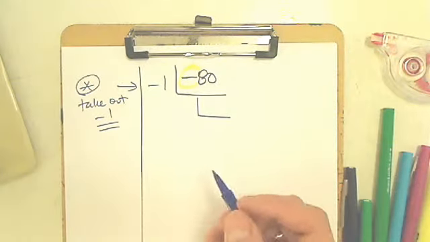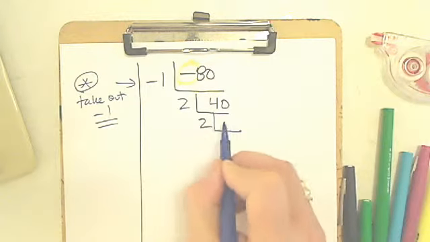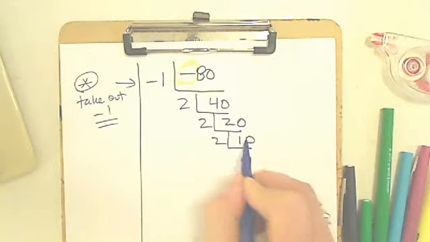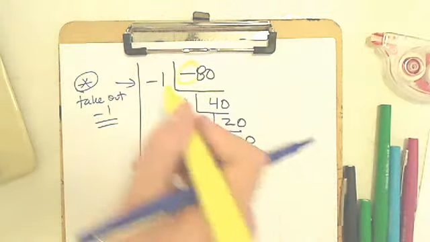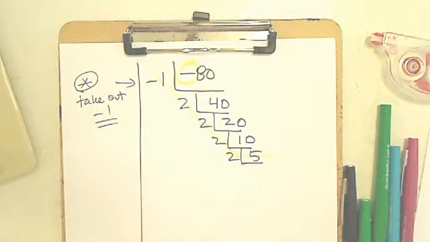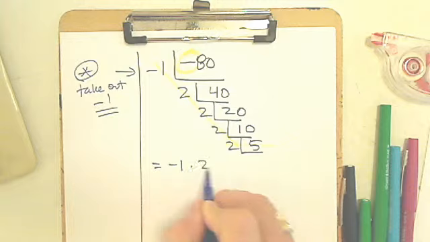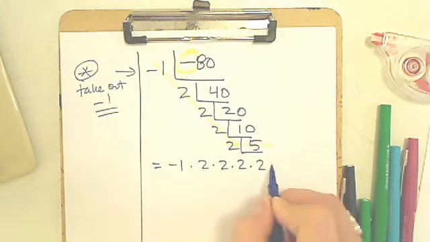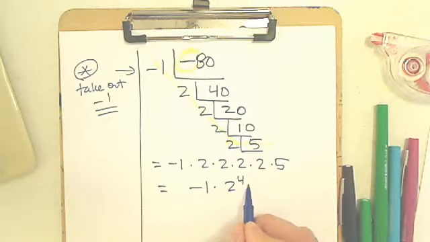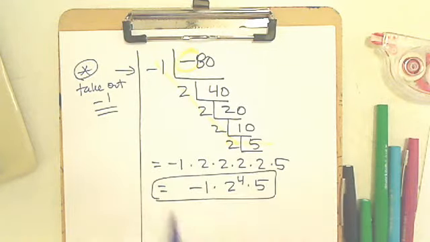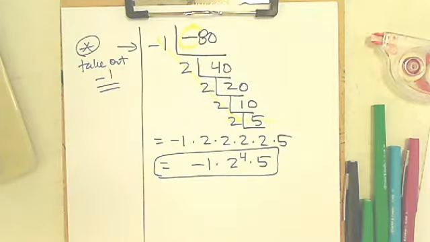Are you sure? Yeah. Good. 2 and 40. And then 2 and 20. 2 and 10. 2 and 5. Can I go any more? I cannot. Whatever I have left over, that's my prime. So I have -1, 2, 2, 2, 2, and 5. If I clean it up, -1 times 2 to the 4 times 5. I like this one. This is just the beginning, people. I haven't even got to the lesson yet.